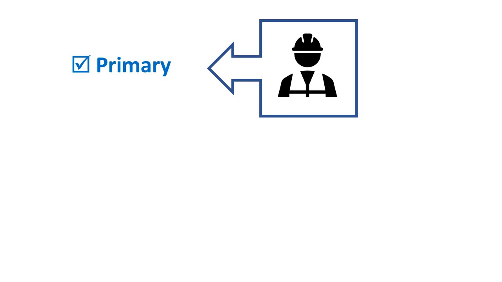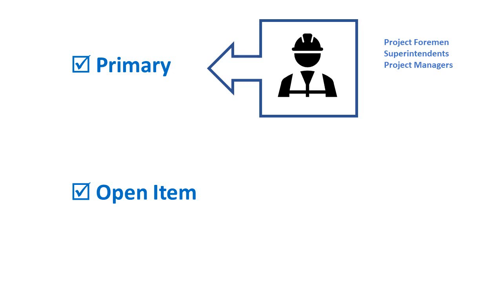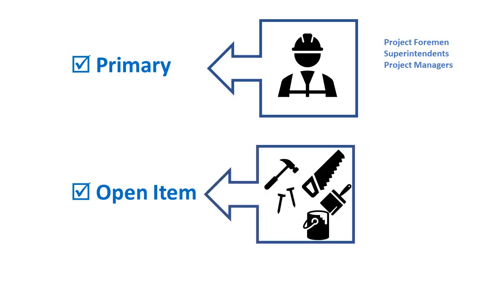Typically, primary responsible parties are individuals or companies that have overall responsibility for project performance. Thus, you could set up your project foreman, superintendents, or project managers as the primary responsible party on an inspection. Open item responsible parties are typically those individuals or companies that either did the work being inspected, such as a subcontractor, a vendor, or a supplier, or are tasked with fixing the open item.